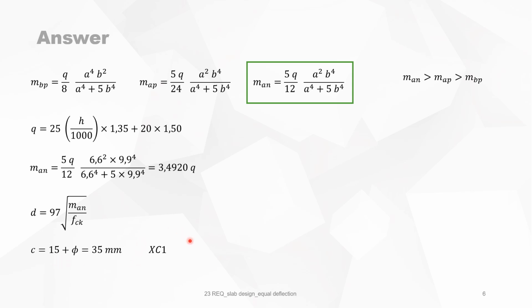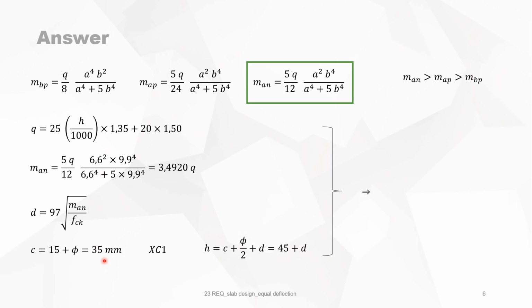The environmental class, it's inside a factory, so it's only XC1, and that means that the concrete cover is 15 plus the largest diameter of the reinforcement, which we do not know at the moment, but we will. We've seen in the question on the first slide that we used phi equal to 20. So you get 35 millimeters for the concrete cover. The total depth is then, of course, the concrete cover plus the point of gravity of the reinforcement, one layer, plus the effective depth D, which gives you H is 45 plus D.